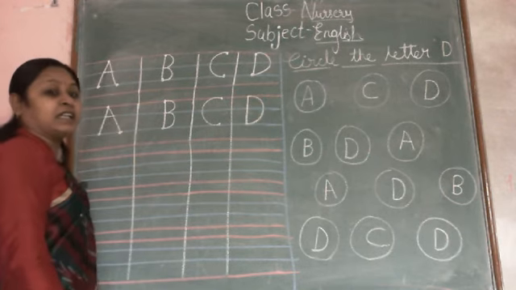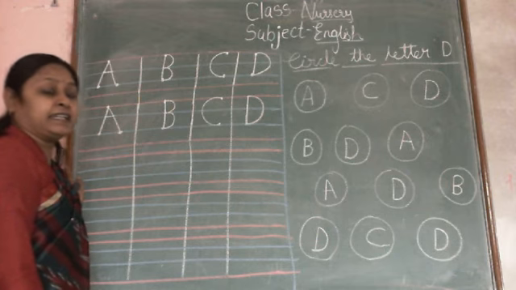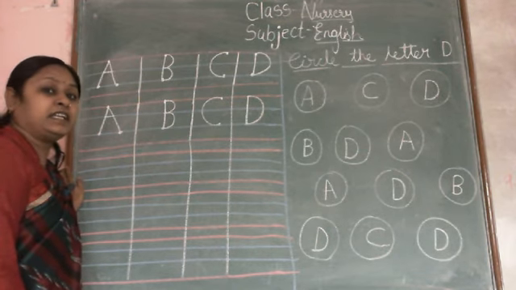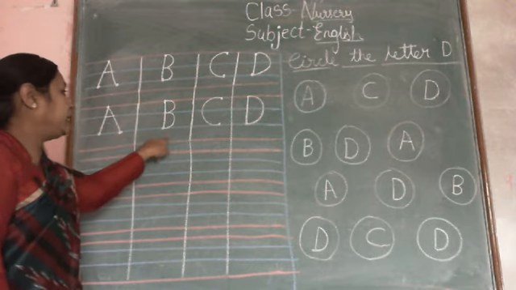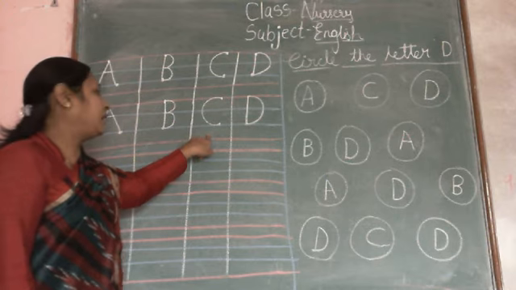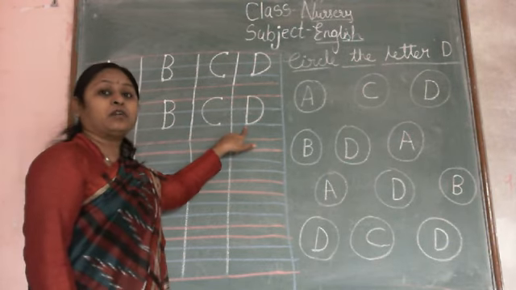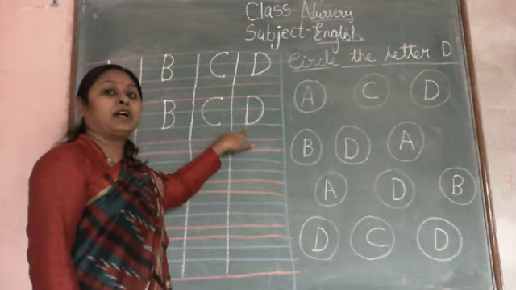Standing line and then curve. Which letter is this? D. A for apple. B for ball. C for cup, cat. D for doll, door, doctor, drum.